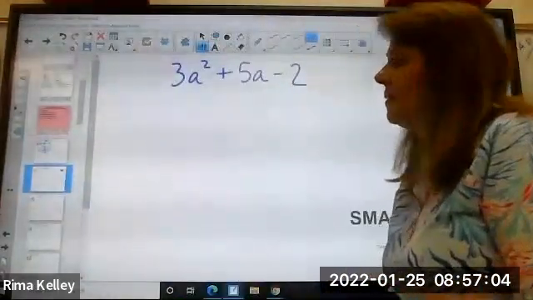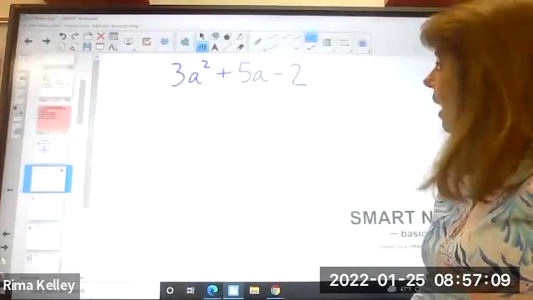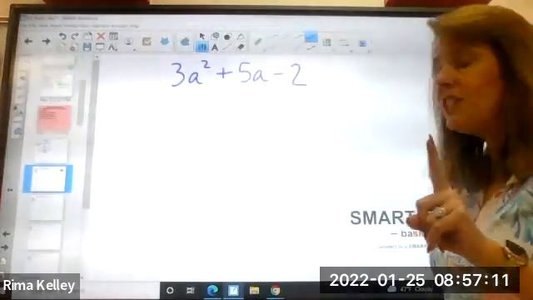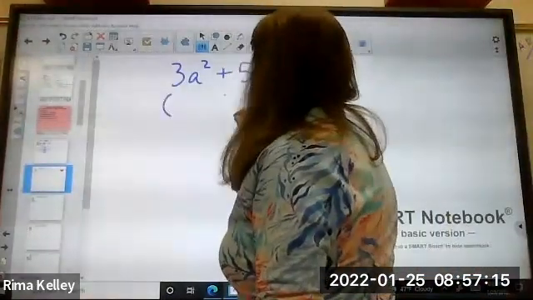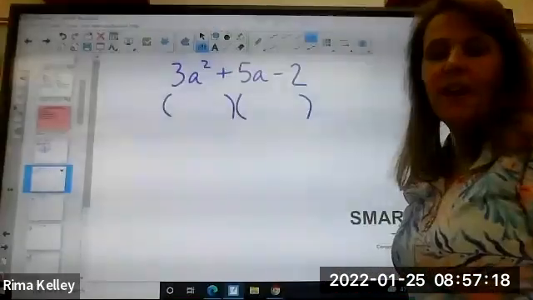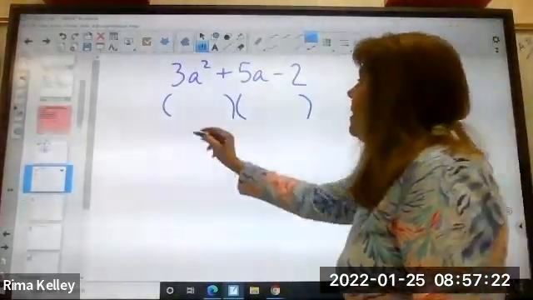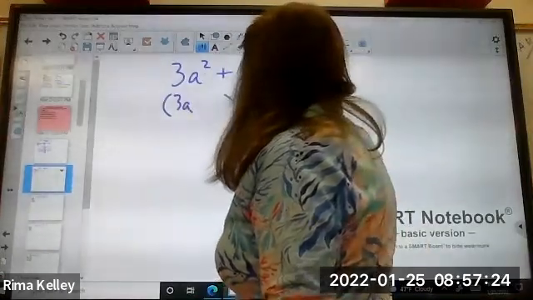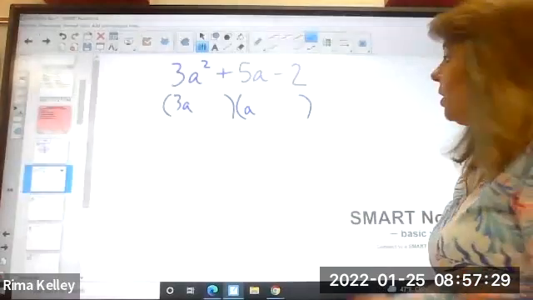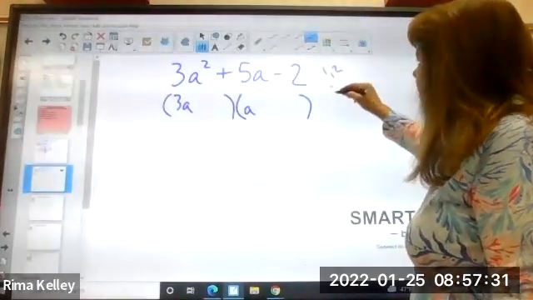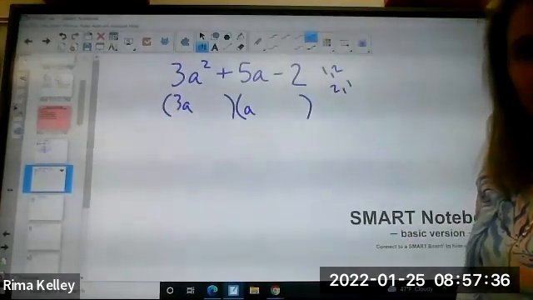All right, next one: 3a squared plus 5a minus 2. Again, don't forget, first thing, check for a GCF. There is no GCF other than 1, so you just do 2 parentheses. What times what is 3a squared? There's only one thing, so it's 3a times a. Now, what times what is 2? Well, 1 and 2, or 2 and 1. Those are the only choices because 2 is prime.